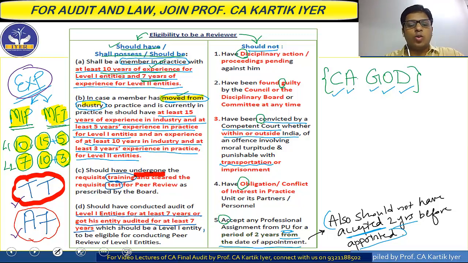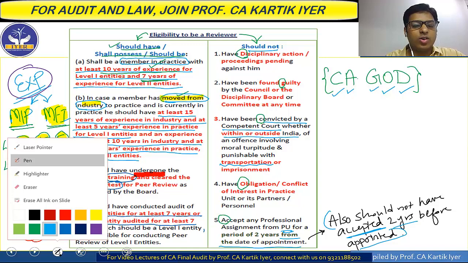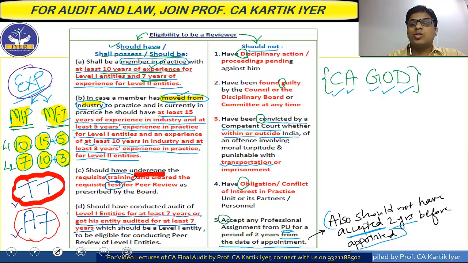So you have a simple code called CA GOD. Okay, CA GOD, CA DOG. You can just mix and match with this, and you can just remember it. But I'm just going with CA GOD. It is simple to remember. See, always take codes which are very easy to remember and simple to write in the exam.